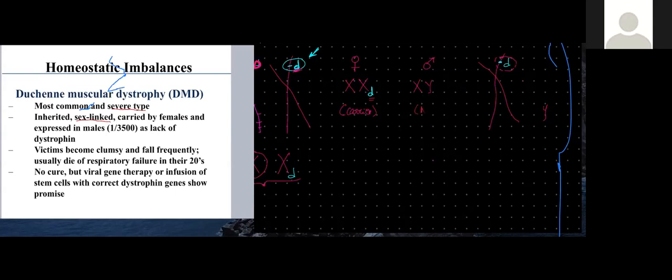If a normal male gets married to a carrier female, a carrier female is either going to be producing a normal X chromosome or an X chromosome that carries the defective gene that codes for Duchenne muscle dystrophy. And a normal male is going to be producing either an X chromosome or a Y chromosome in his sperms. So what are my chances here?